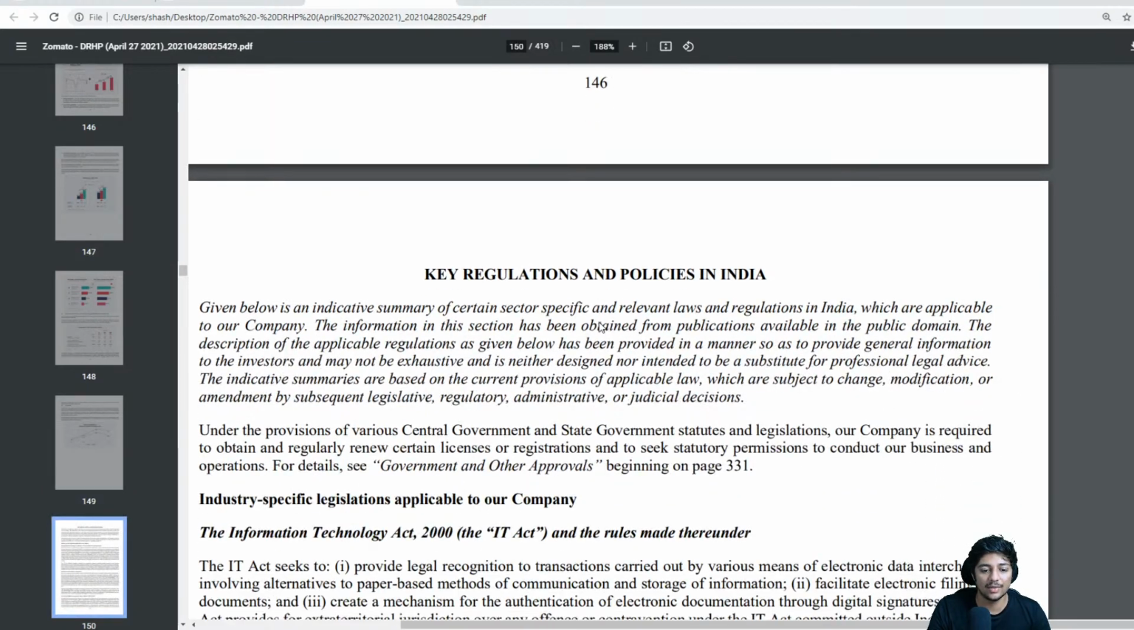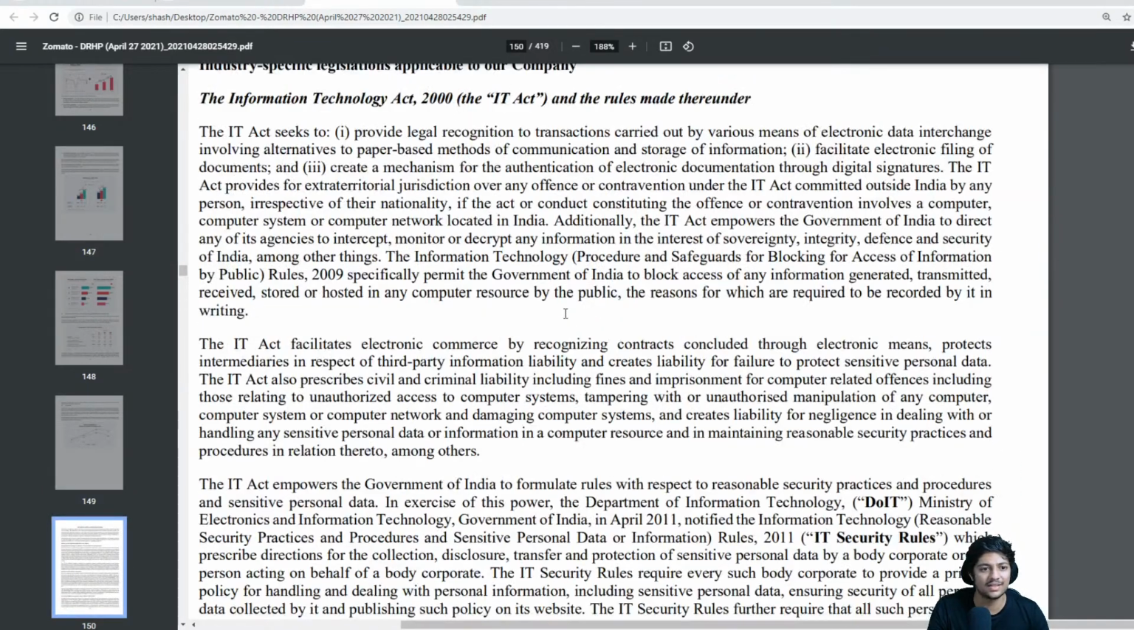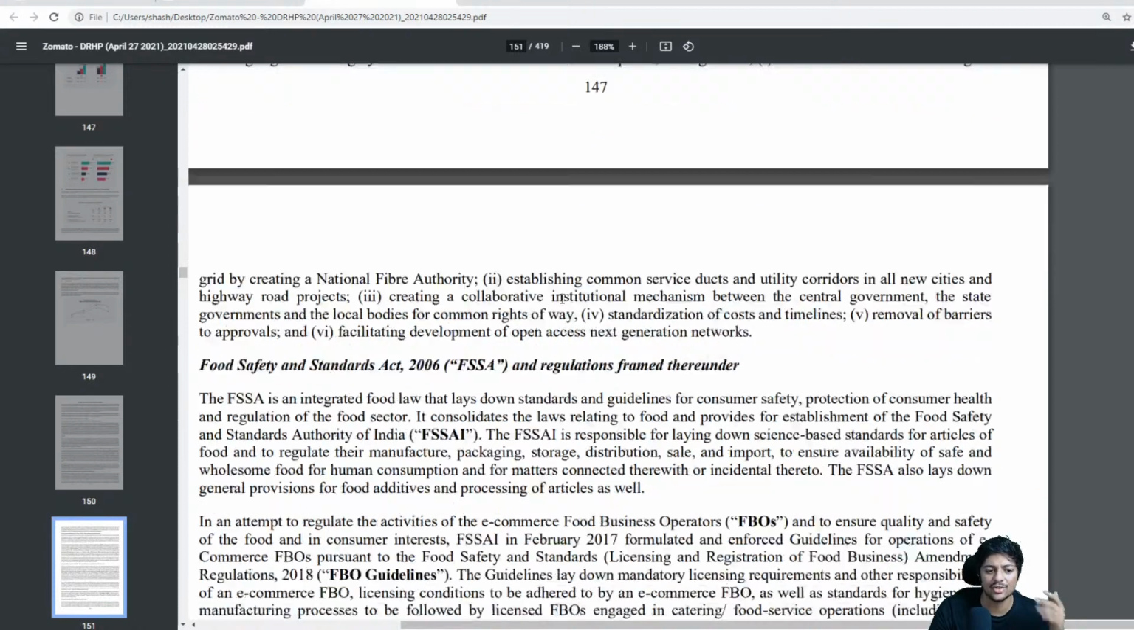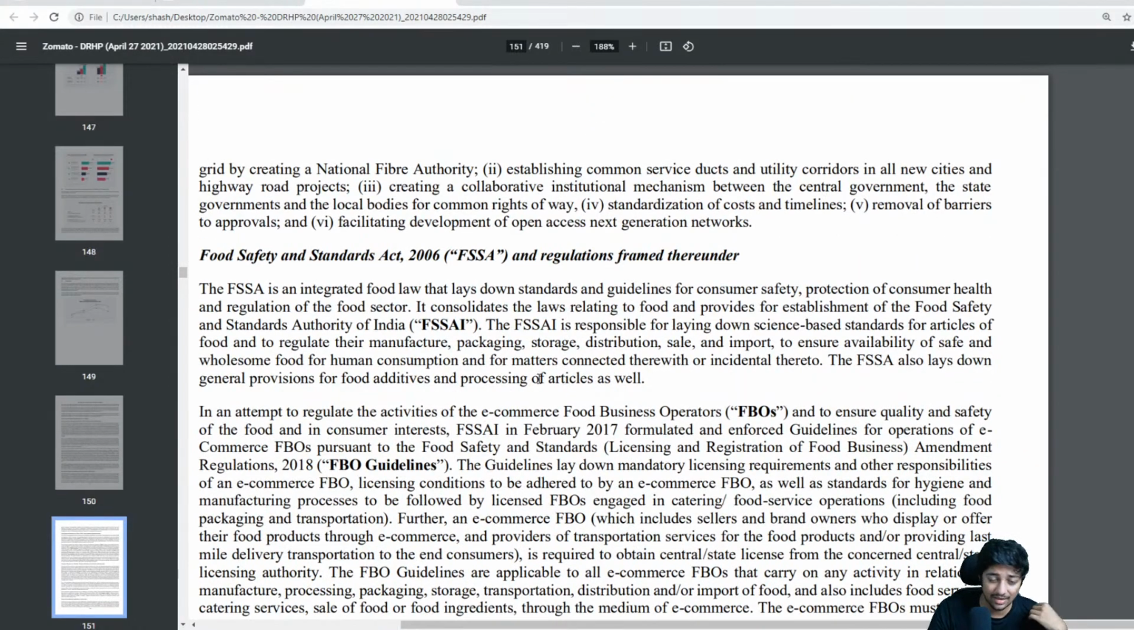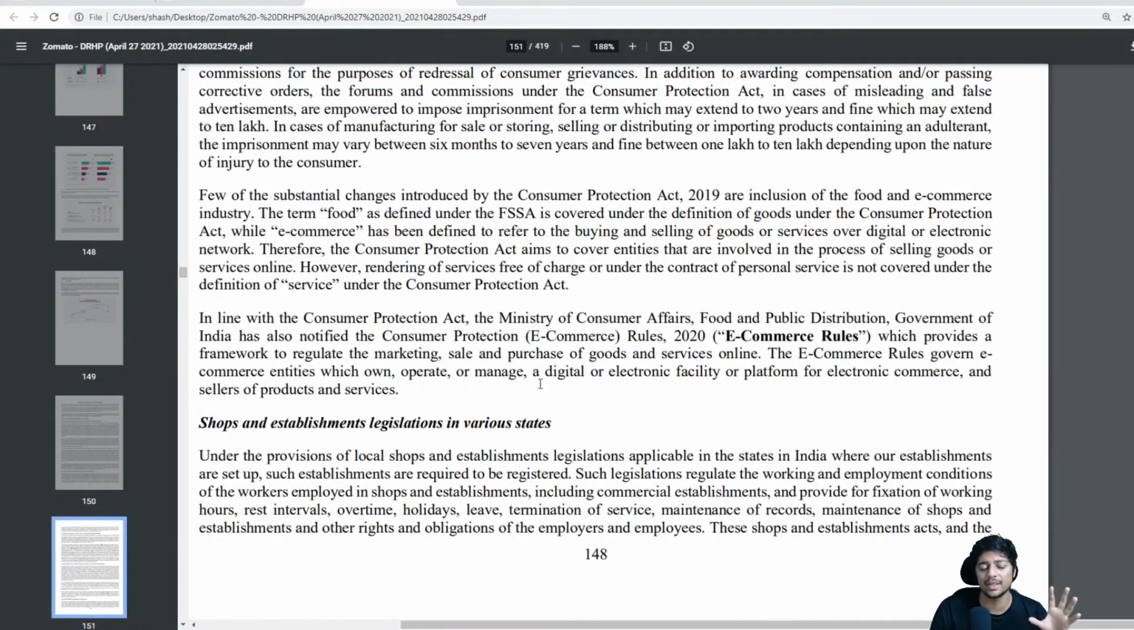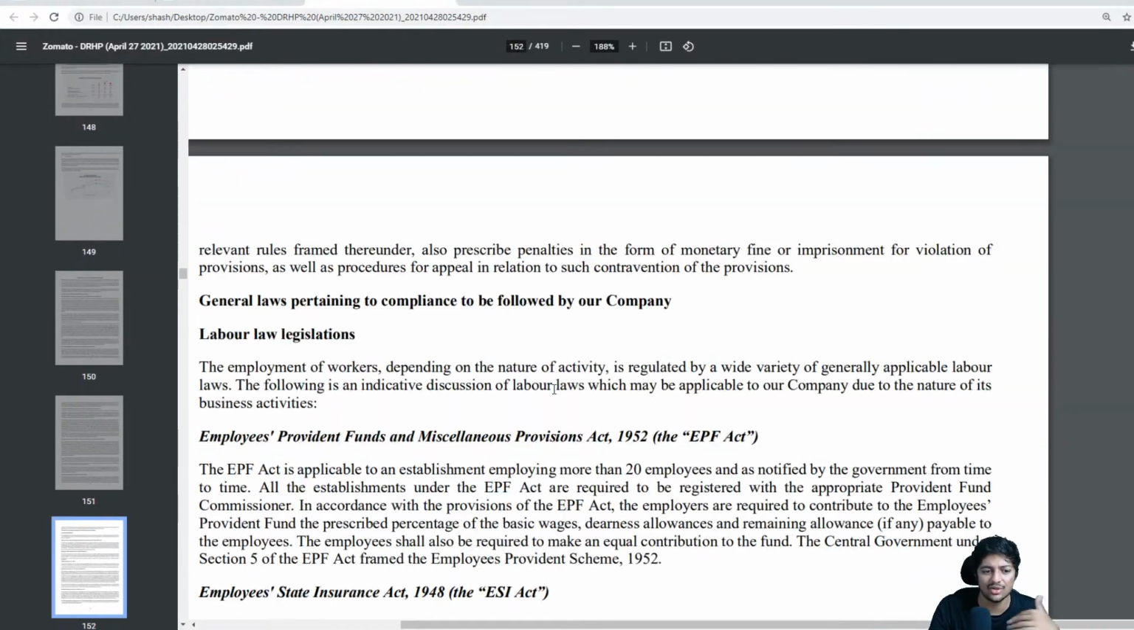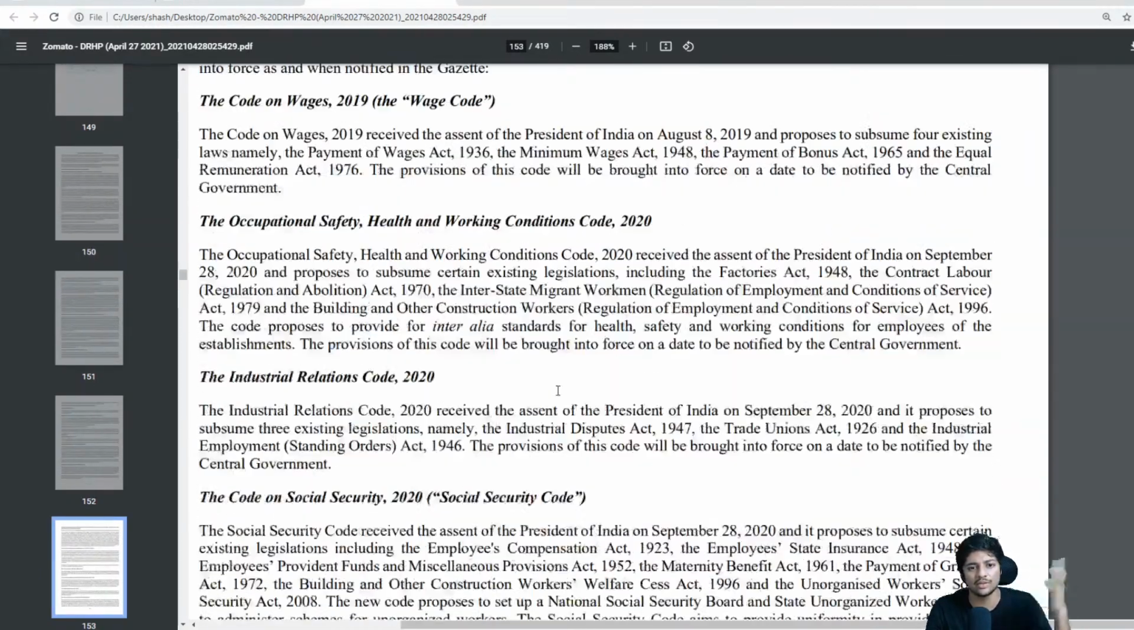Next, you go to something known as key regulations and policies. This is not very important. You can actually skip this unless you see that the company requires a lot of regulations. This does not, so you can quickly skim through this, not required.